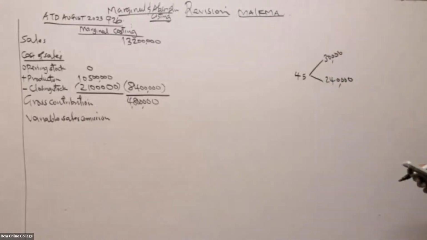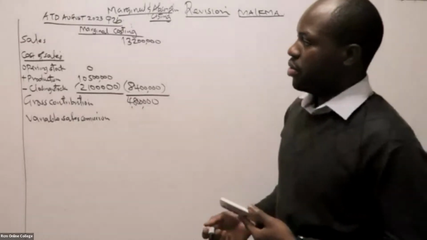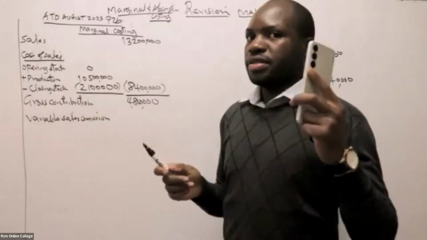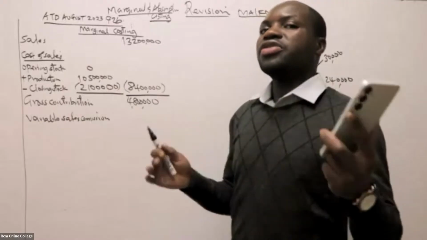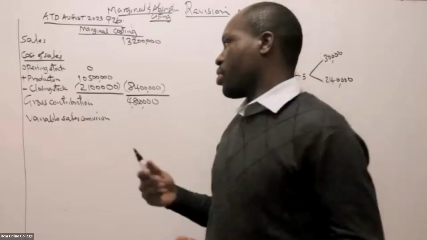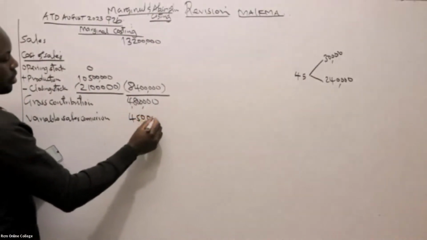Assuming variable sales commission, and we need to take the actual, not budgeted. If it was to be given as 45 per unit, will I multiply it by 24,000 or 30,000? Some people normally confuse and do it with the units produced. Remember, the sales commission is dependent on the number of units that were sold, and therefore we base it on the number of units that were sold. So that will give us 450,000. In this case, we just need to copy and paste it here.